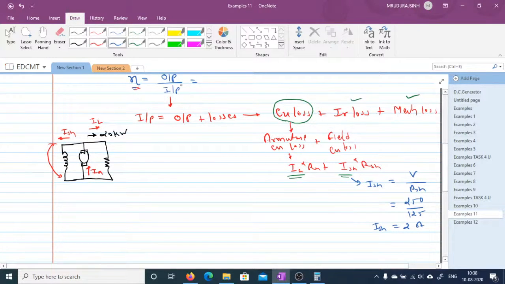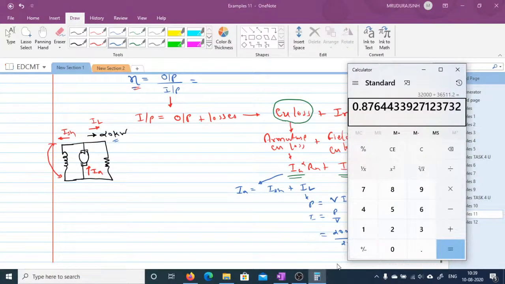Now what do we require to find? We require to find Ia, and the equation for Ia is Ia is equal to ISH plus IL. We just have found ISH. Now we need to find IL, the load current. So how do we calculate load current? We have the power. So from power we can write P is equal to VI, so I is equal to P by V. So it's 20,000 watt divided by 250 volt.